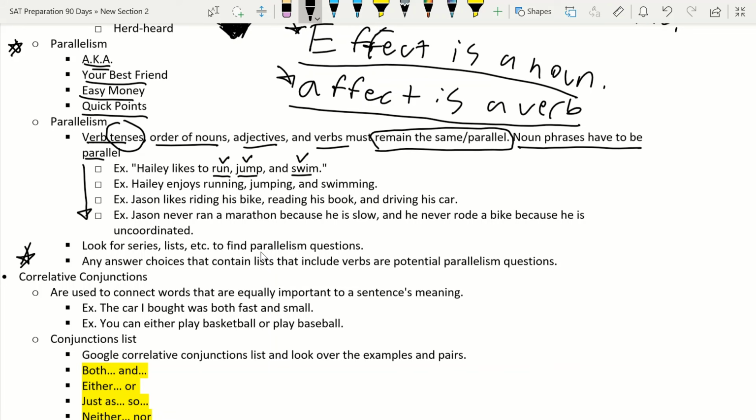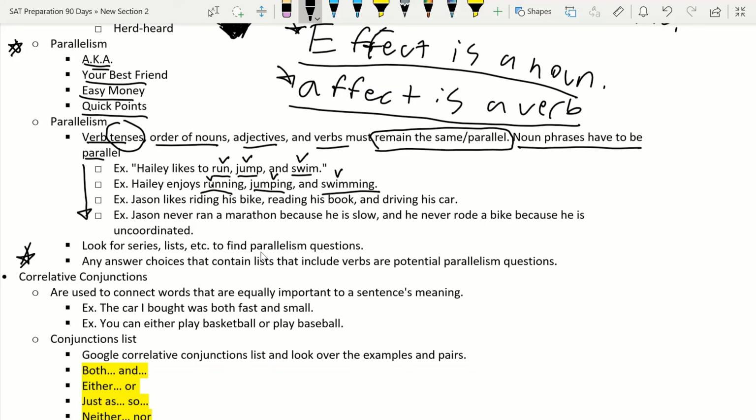Next example we have is Haley enjoys running, jumping, and biking. Once again, we have 3 verbs. They're all maintaining that same tense. A lot of parallelism questions on the SAT have to do with maintaining the tense of verbs. So those are all verbs, all have the same tense. All right, so the next two are going to be a little bit more complicated.